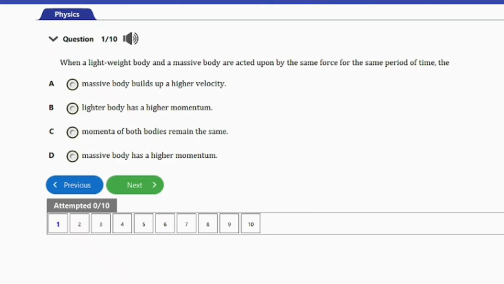It says, when a lightweight body and a massive body are acted upon by the same force for the same period of time, A. the massive body builds up a higher velocity. B. Lighter body has a higher momentum. C. Momenta of both bodies remain the same. D. Massive body has a higher momentum. So guys, the answer to this question is option C here. The momenta of both bodies remain the same.